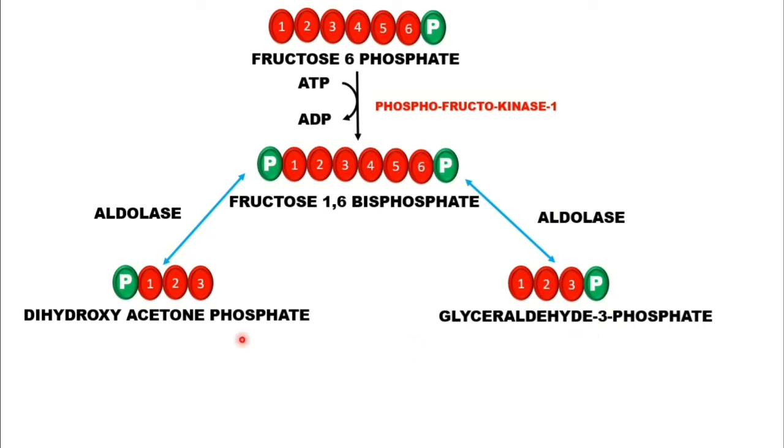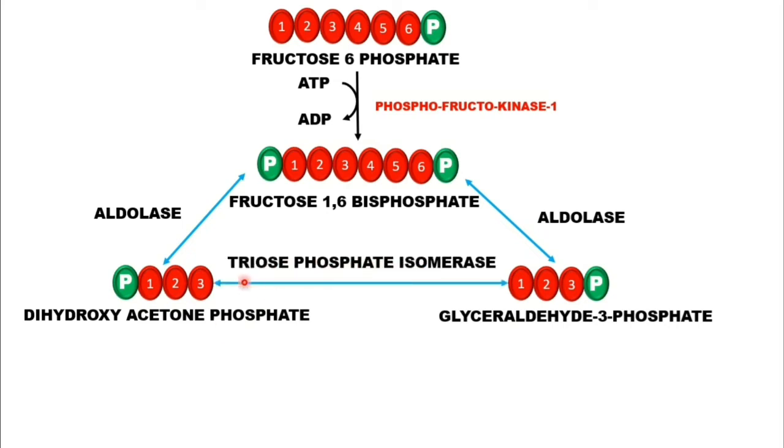As dihydroxyacetone phosphate is an isomer of glyceraldehyde 3-phosphate, both of them can be interconverted. Dihydroxyacetone phosphate can be converted into glyceraldehyde 3-phosphate, and glyceraldehyde 3-phosphate can be converted to dihydroxyacetone phosphate. The enzyme which converts them is called triose phosphate isomerase. Why is it named triose phosphate isomerase?